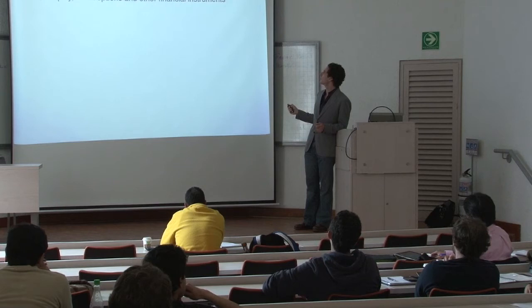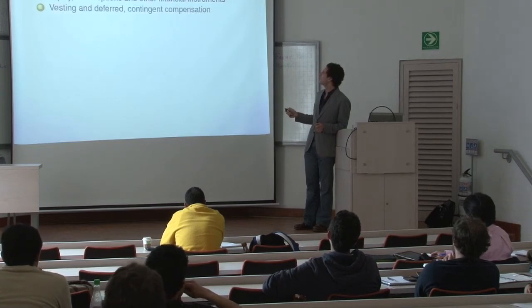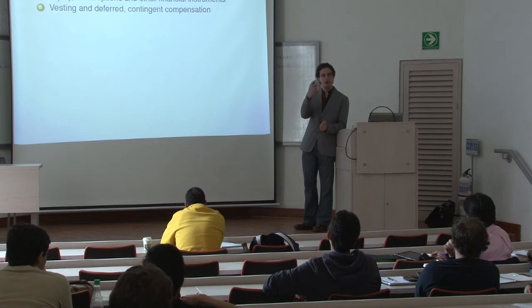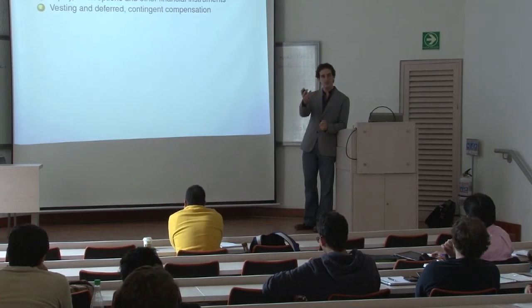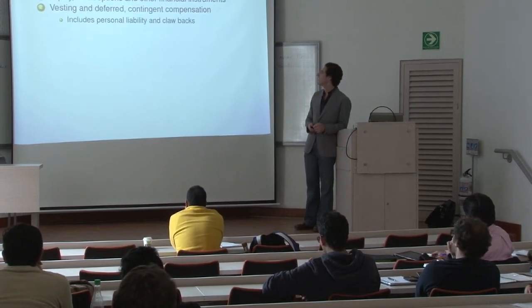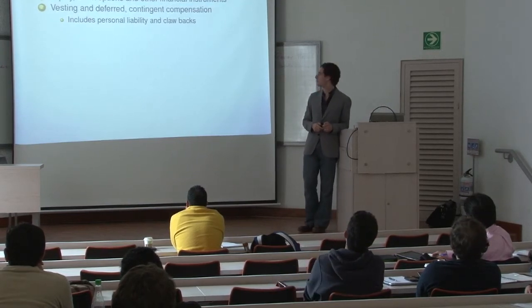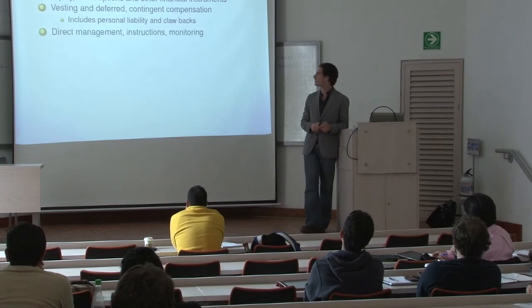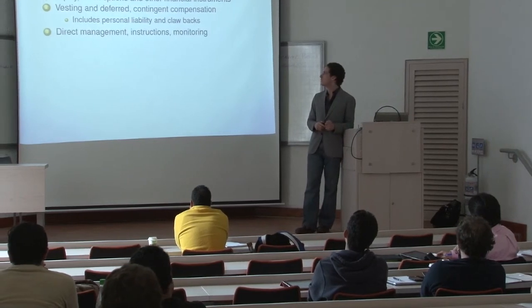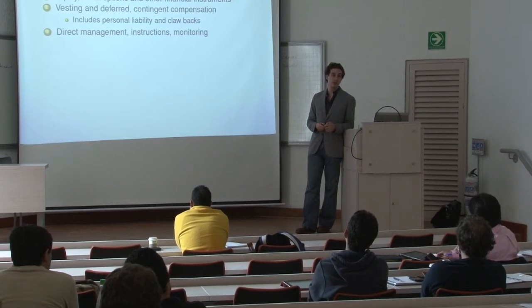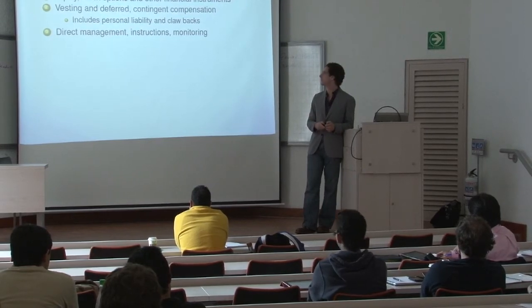So equity, stock options, other financial instruments, vesting in deferred or contingent compensation. This is a little bit like the lawsuit type of thing, that you could take away what the person earned. And that can include personal liability for things that the company did wrong or clawing back compensation. Another thing that you can do is you can just directly monitor the person. And if they do something wrong, you can fire them, like we were saying.